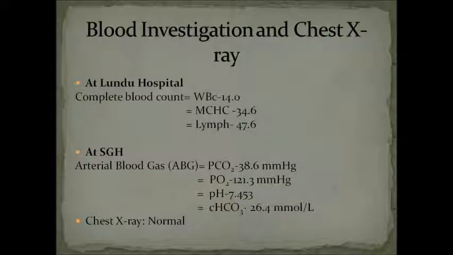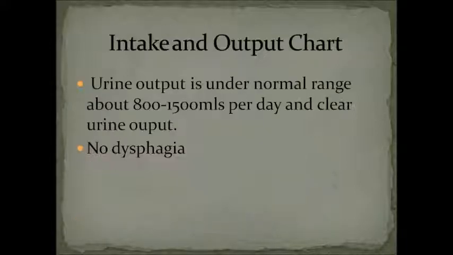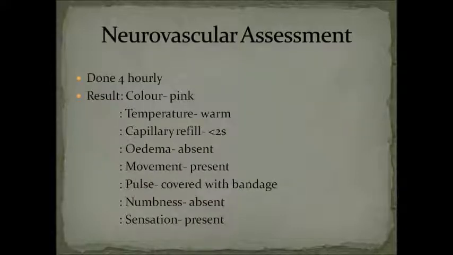This is the result of blood investigation and chest X-ray of Mr. X. For intake and output chart, Mr. X's urine output is within normal range, about 800 to 1500 ml per day, and the urine is clear and there is no dysphagia present. This is the result of neurovascular assessment. It is done 4-hourly on Mr. X.